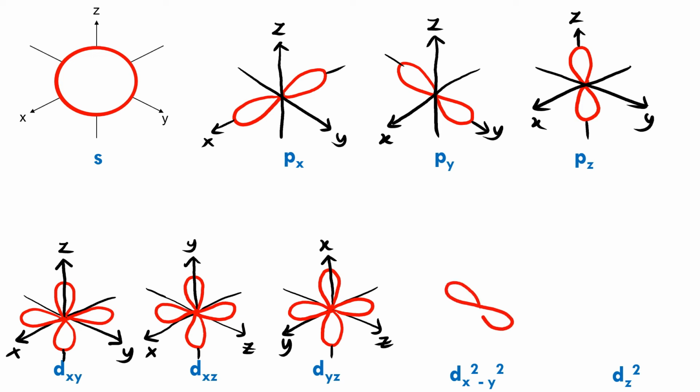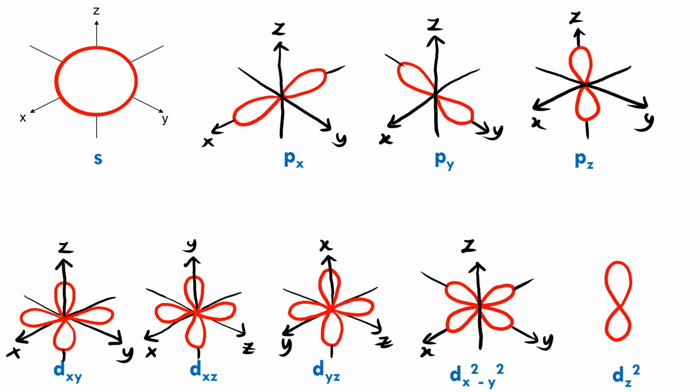For dx square y square, the clover leaf lies along the axis of X and Y. For dz square is the combination of clover leaf and ring. This is the shape of orbital dz square.